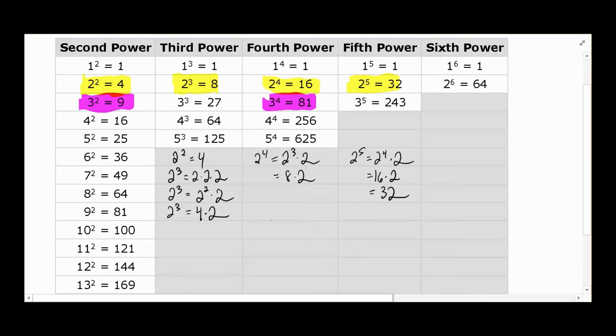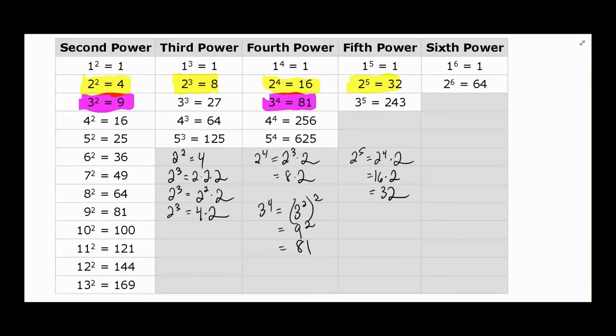3 to the 4th is just 3 squared squared. And if we know that 3 squared is 9, it's just 9 times 9. And that's 81. So that's another way to look at it, just so that you kind of know it.